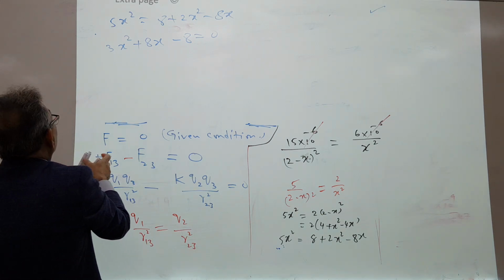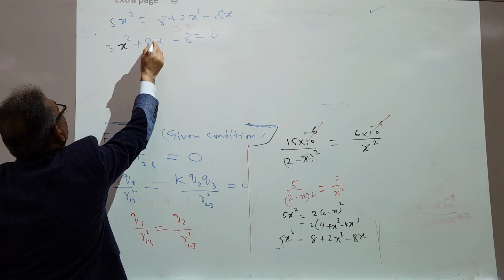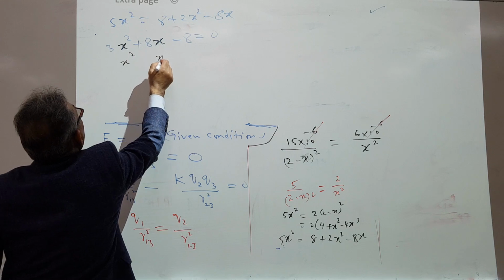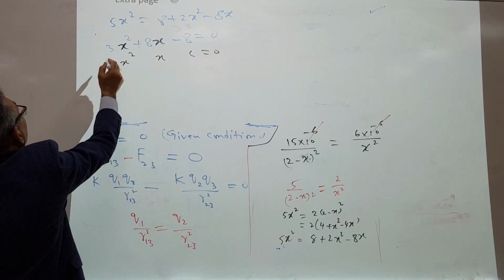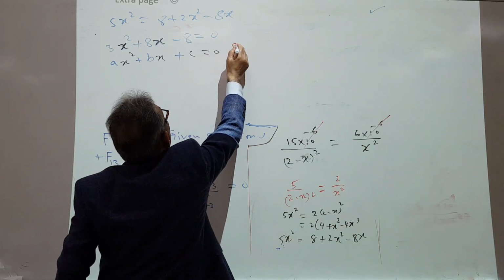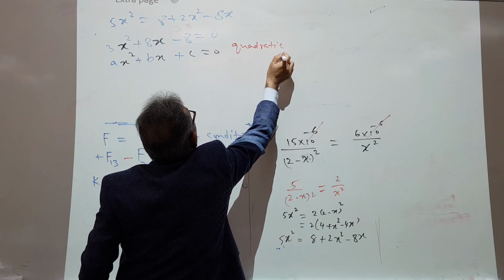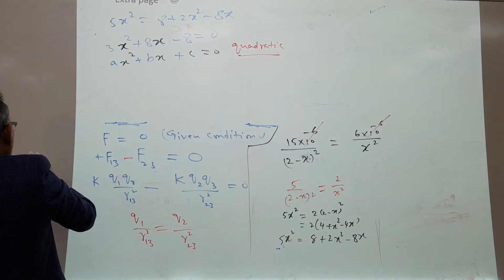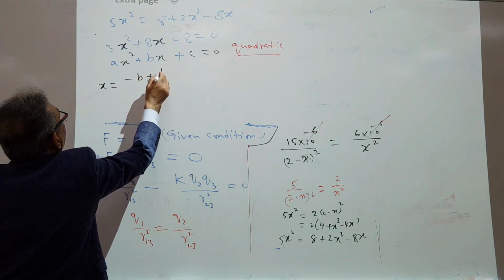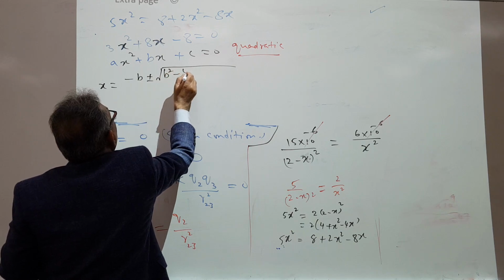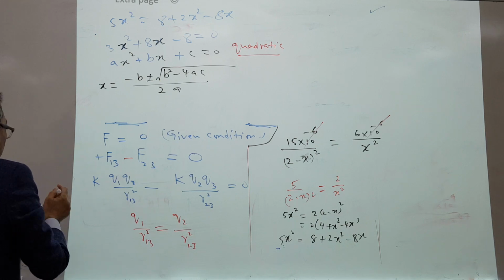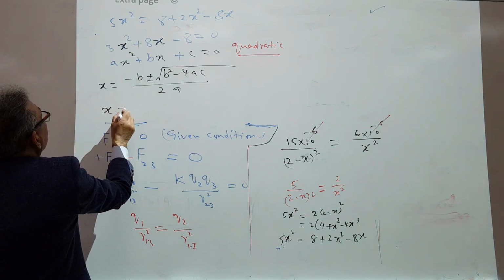This is the quadratic equation, right? Quadratic in x. So you see, if you have ax squared plus bx plus c is equal to 0, this is a quadratic equation. And the solution is x is equal to minus b plus minus the square root of b squared minus 4ac, over 2a. Right?